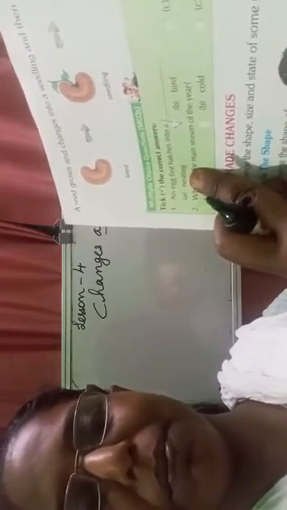Then multiple choice questions are given. An egg first hatches into a nestling. That is the baby bird, the nestling. So all of you mark this answer. And which is the main season of the year? Windy, cold, summer. So the main season of the year is summer.